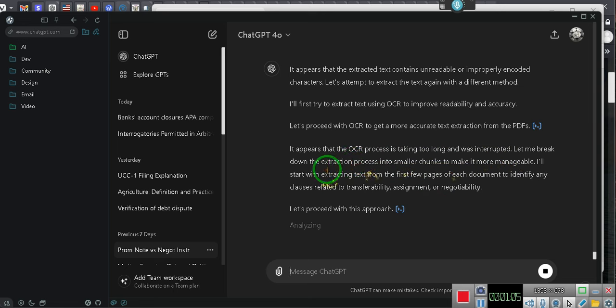Let me break down the extraction process into smaller chunks to make it more manageable. I'll start with the extraction text from the first page of each document and identify any clauses related to transferability, assignment, or negotiability. Ta-da! So we're going to let him do that.